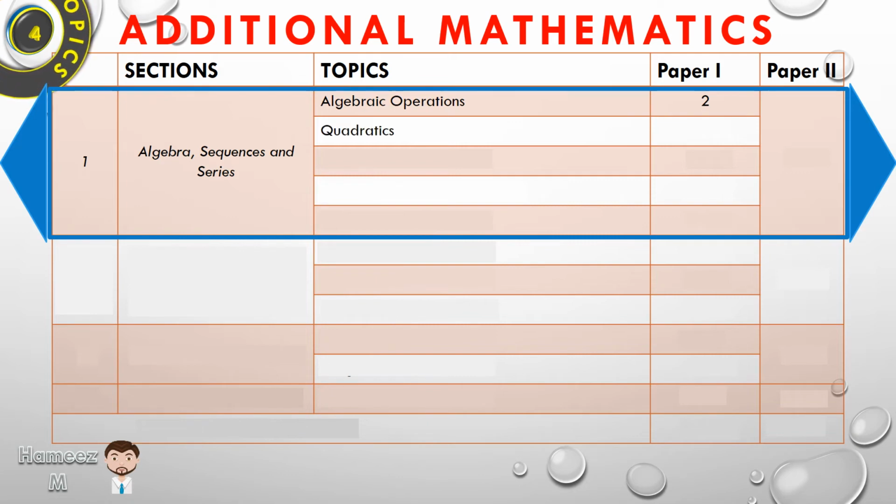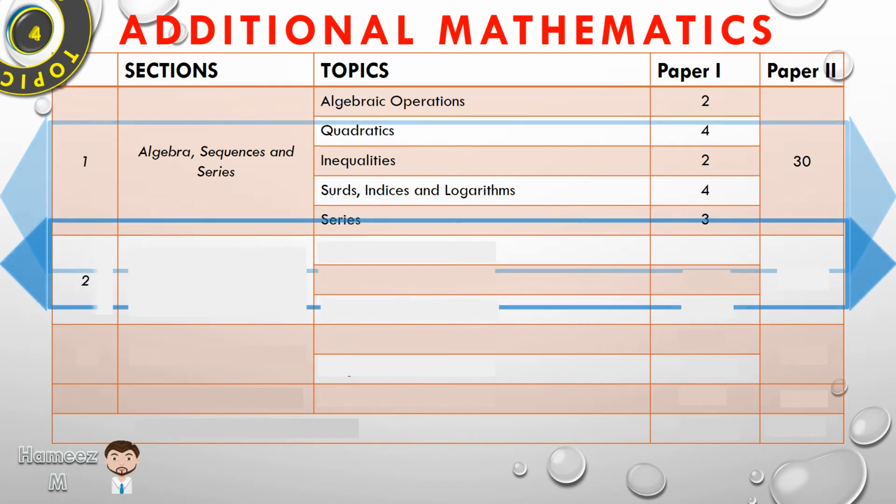The next topic is quadratics, which has 4 questions in paper 1. Inequalities, which has another 2 questions in paper 1. Surds, indices and logarithms has another 4 questions based on that. And series has 3 more questions. This gives us a total of 15 multiple choice questions based on section 1 of the syllabus. And in paper 2, the first 2 questions in paper 2 are worth 15 marks each, to give a total of 30 marks from this section.